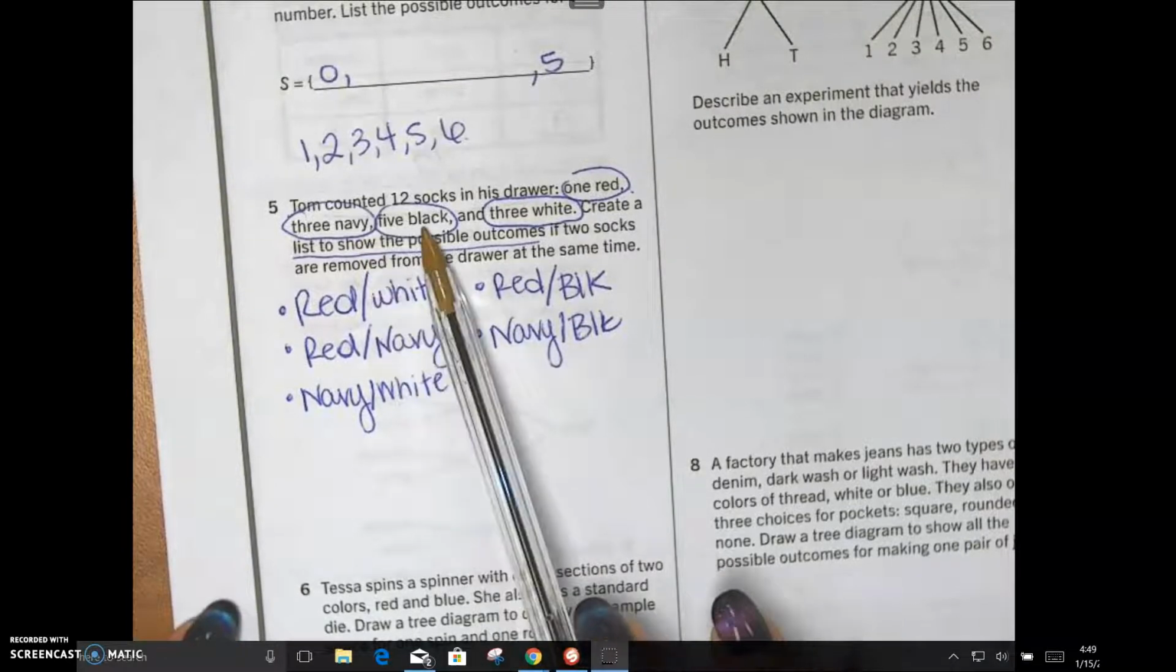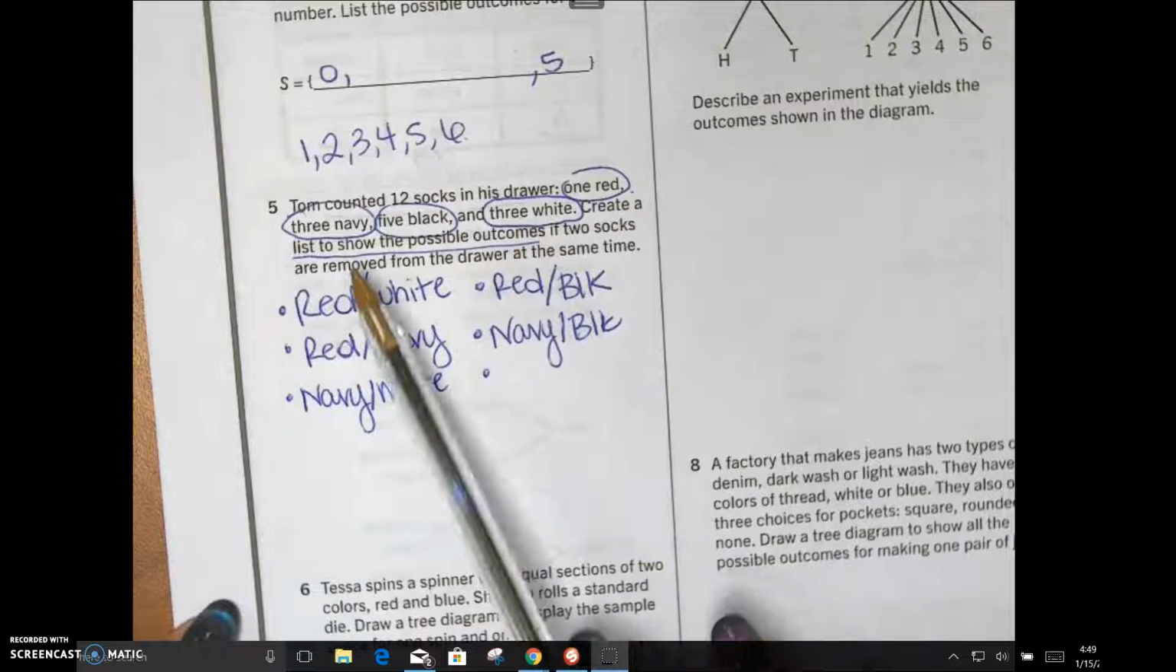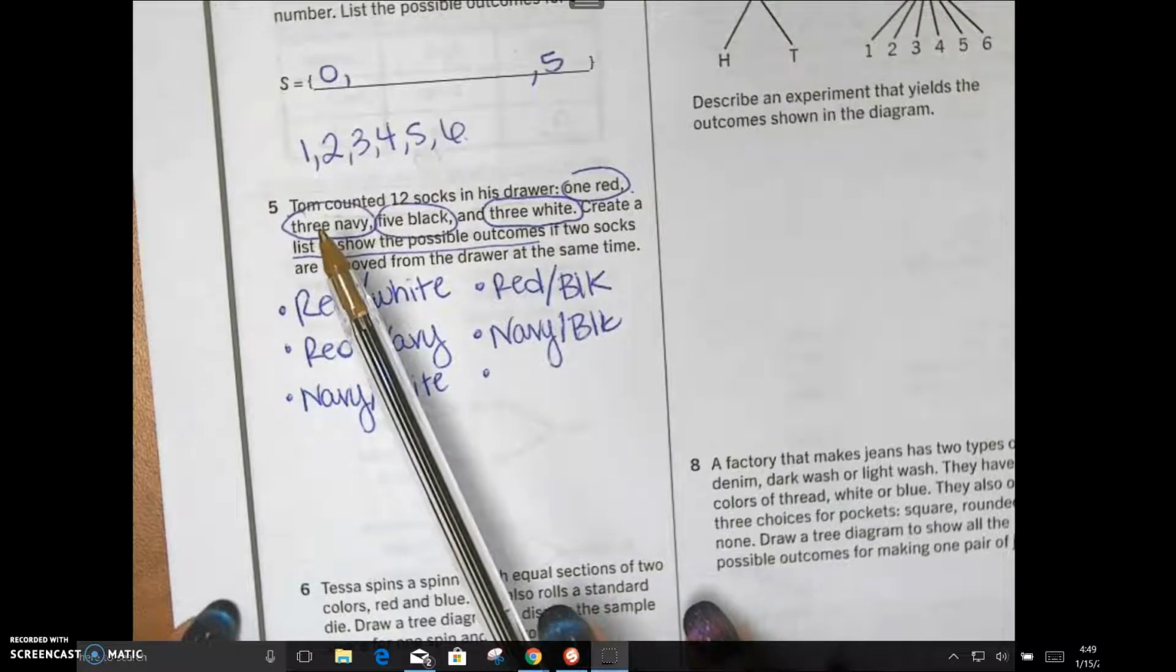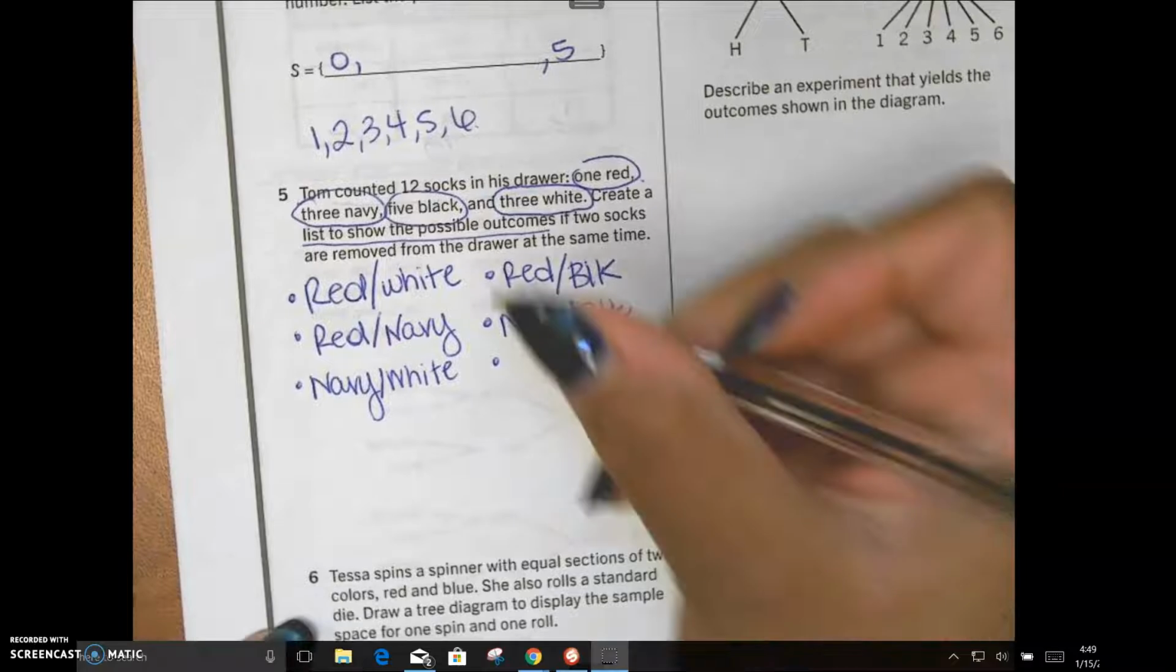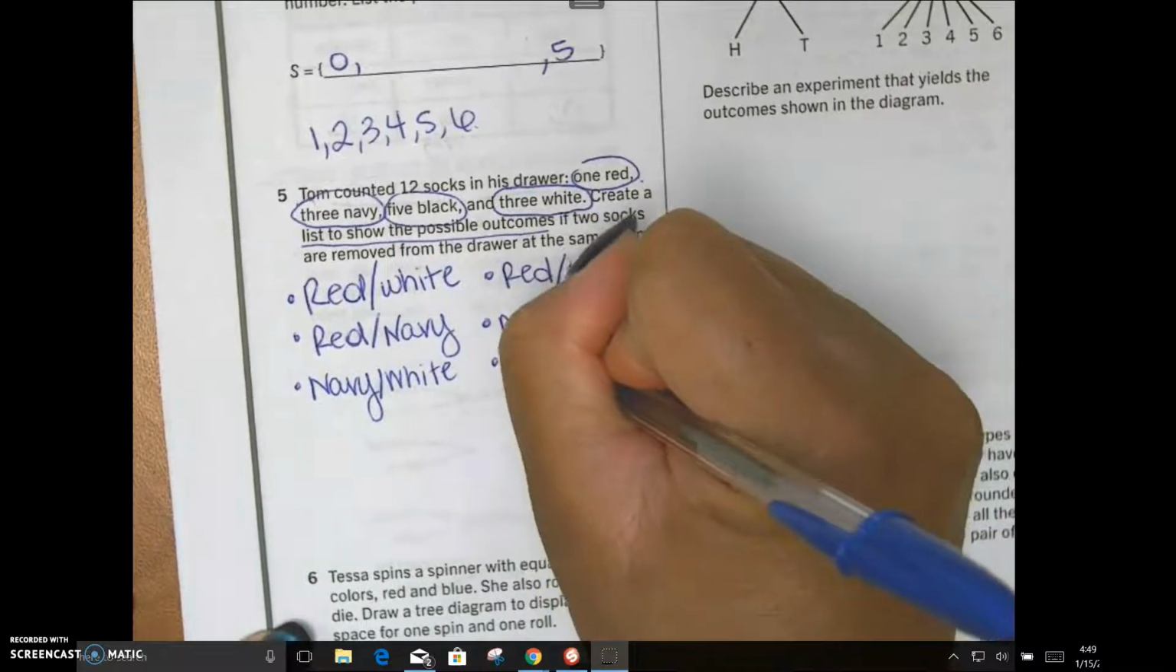I did navy and black. I did navy and white. Who else? What else can I do with navy? Can I have a pair of matching socks for navy? Because there's more than 1. So I could do navy and navy.